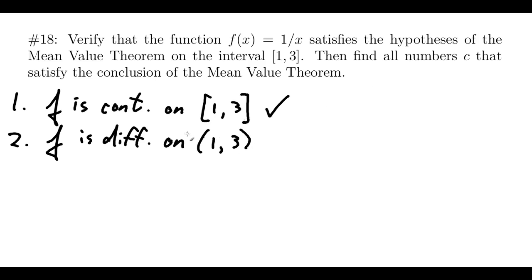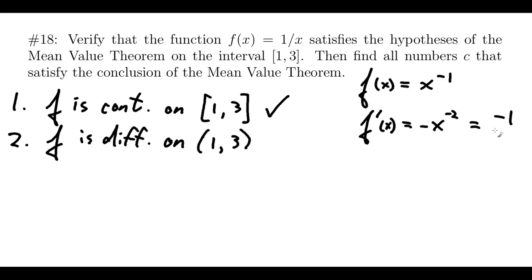If we lose differentiability at the endpoints, that is entirely okay, as long as we keep it everywhere inside. So to figure out if f is differentiable on 1 to 3, sometimes you can figure that out just by staring at the function, but you might find it useful to actually compute the derivative and examine it. Toward that end, it is probably more useful to write f of x in the form of x to the negative first. We can then see that f prime of x is equal to negative x to the negative second, which is equal to negative 1 over x squared.